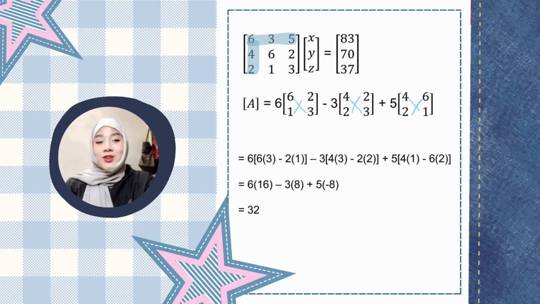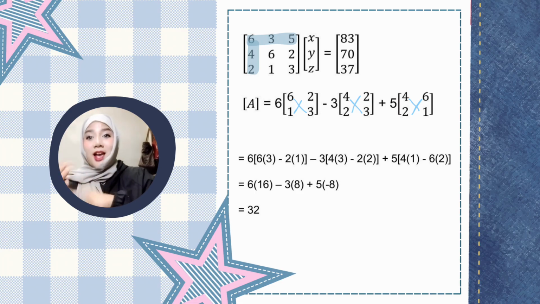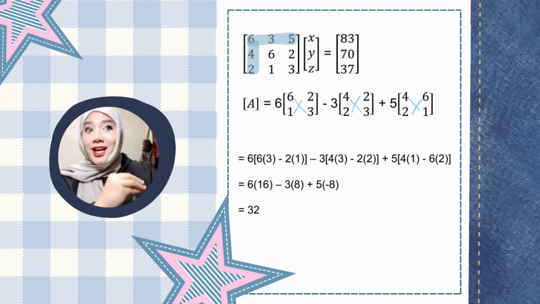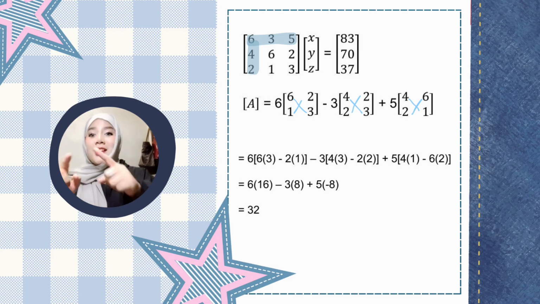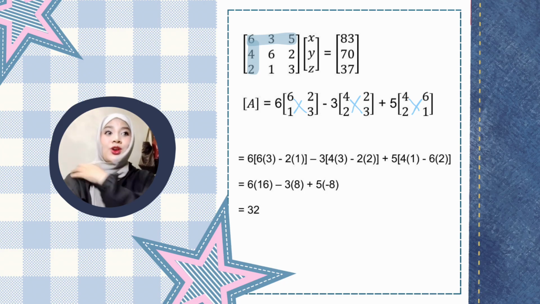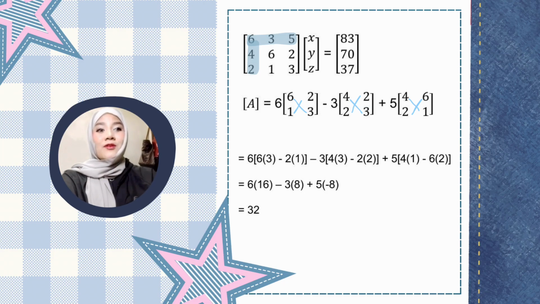The next step is to find the inverse of matrix A. But why do we have to find the inverse of matrix A? Because we have to find the unknown, which is matrix X, by inversing matrix A. But before that, we have to calculate the determinant of A. So the determinant of A is written as |A|. So how do we find that?